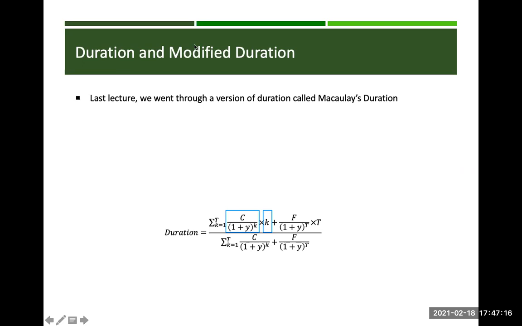You also do it again for the final face value, which is received at time t. So if this is a 10-year annual pay, you're going to have 10 coupons and 1 face value, which will be received 10 years from now, divided by the sum of the weights. The sum of the weights is simply the price of the bond.